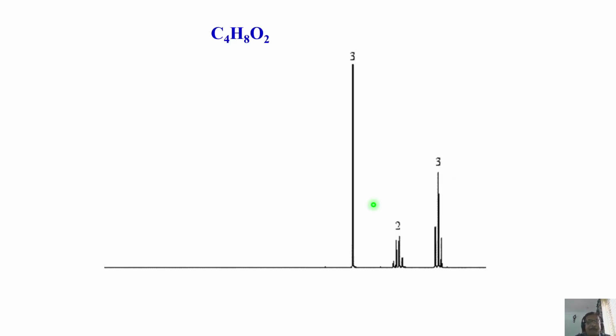Now I'll take another molecule. The formula is also given: C4H8O2. Again, triplet, quartet, and a singlet. But now the intensity ratios are different. This is 3, 2, 3. One first conclusion you can draw looking at the spectrum is that there must be a CH3 coupled to CH2, like in the previous example. So it is a triplet. Then this CH2 is coupled to CH3, so it must be a quartet. Then what about this one? Why is it a single peak with intensity 3, and also no splitting here?